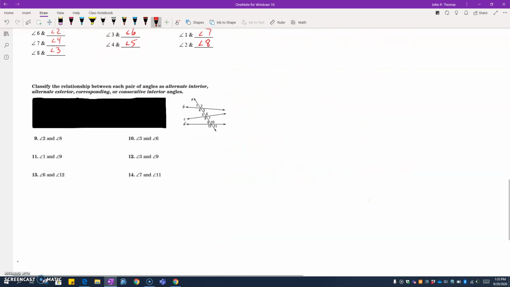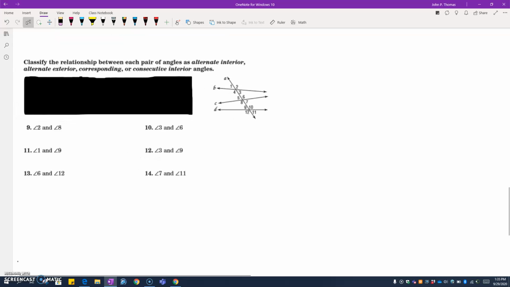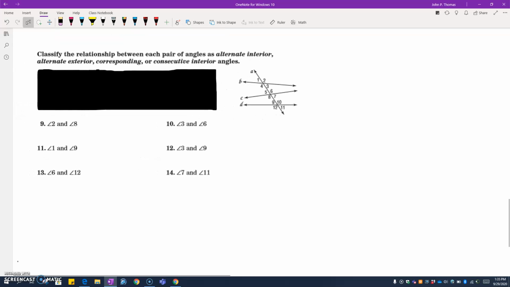So if I look at this example here, it says classify the relationship between each pair of alternate interior, alternate exterior, corresponding or consecutive interior angles. So we're saying which one does this fall into, which classification. So take a second and try those. Pause the video and go through 9 through 14, and then when you come back, we'll take a look at them.